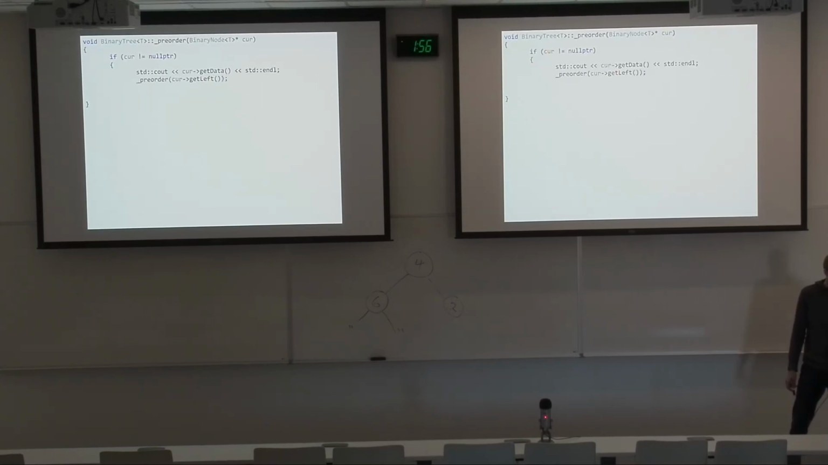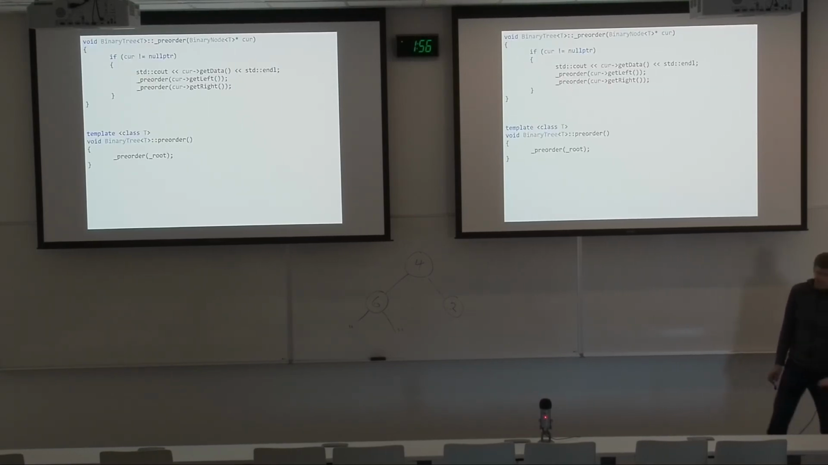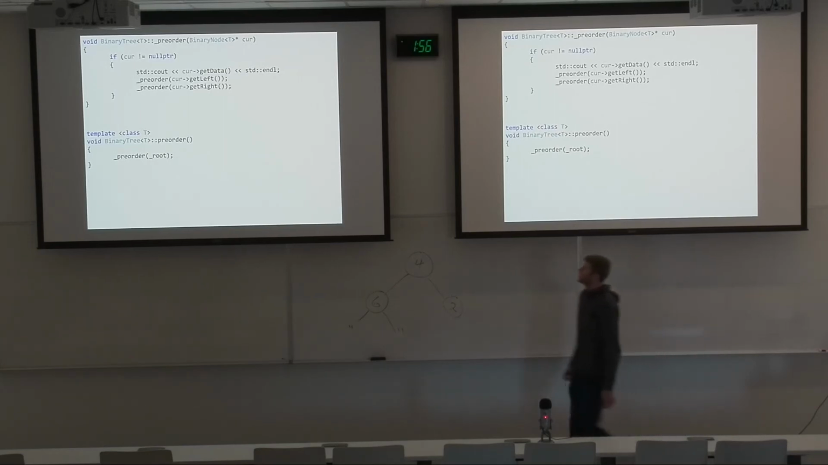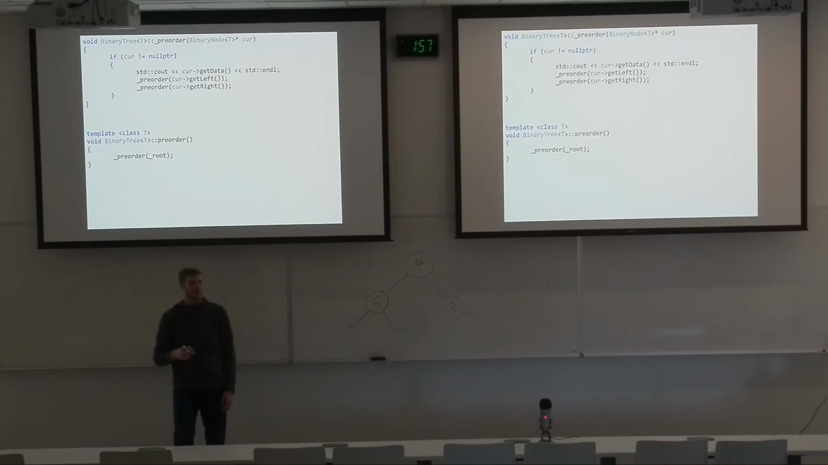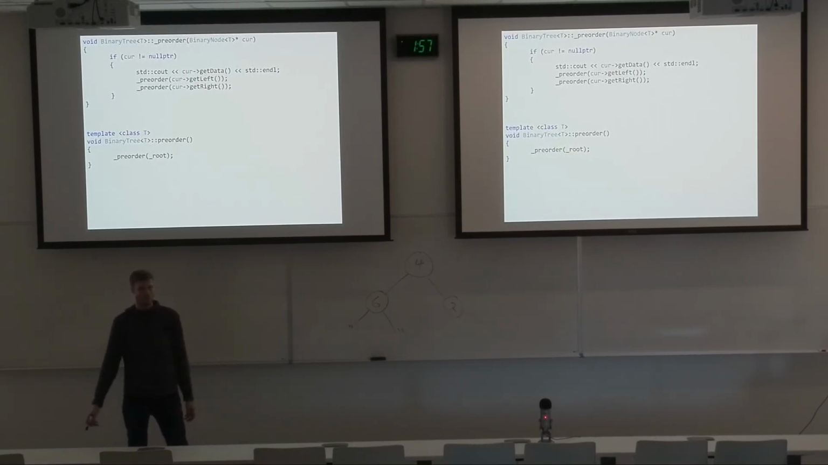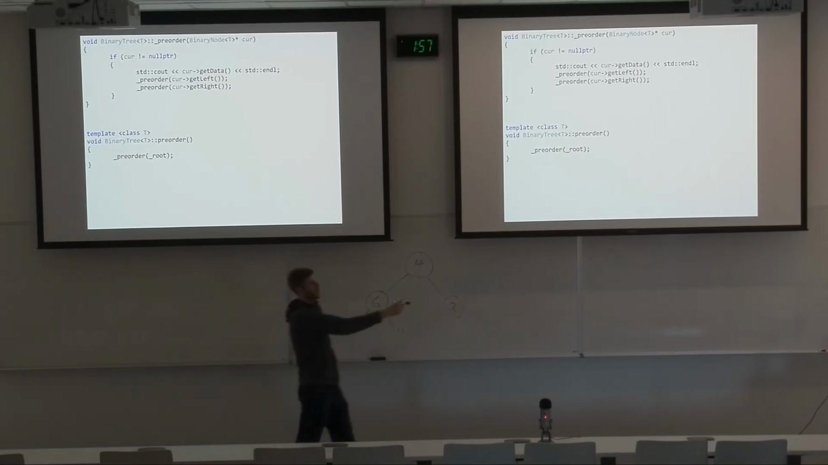Pre-order traversal, that's it. All it's going to be is, if current's not null, print out the data, do pre-order on the left, do pre-order on the right. And then I've got a helper function that just calls it on the root.